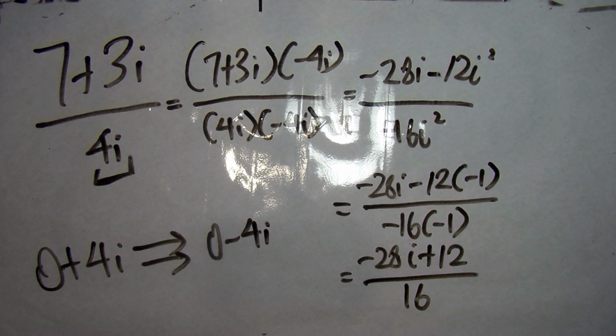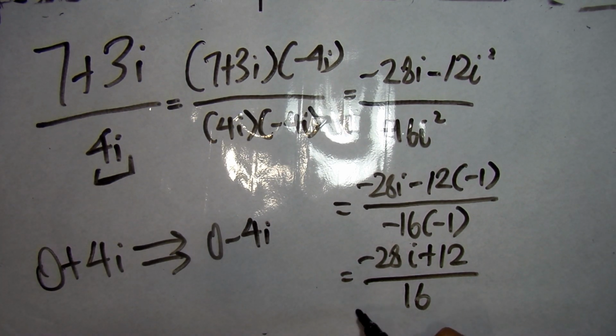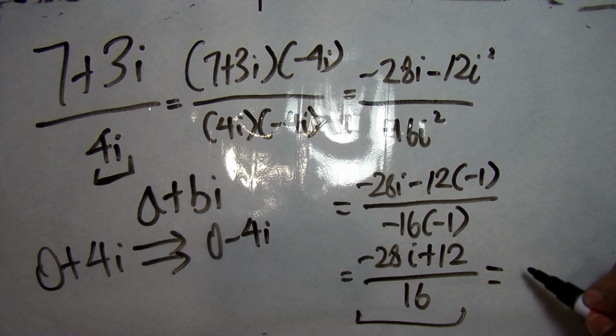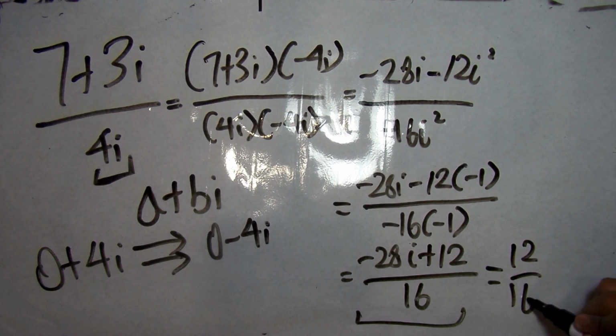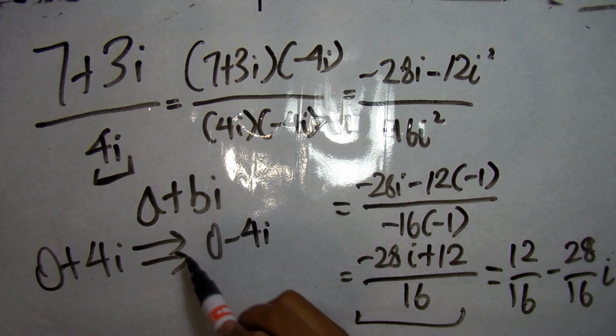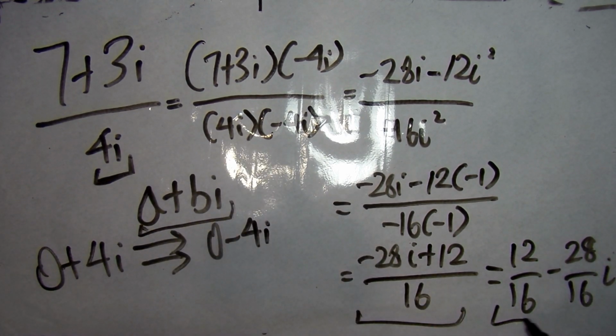This is the simplest possible way that we can express this, where there isn't a complex expression in the denominator. So this is the final answer. And to express this in the form a plus bi, we break it down into two different fractions. So 12 over 16 minus 28 over 16 i. It's in the same form as a plus bi. This is the real part, this is the imaginary part. And that is basically how you deal with complex numbers.